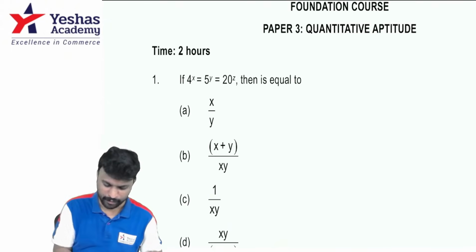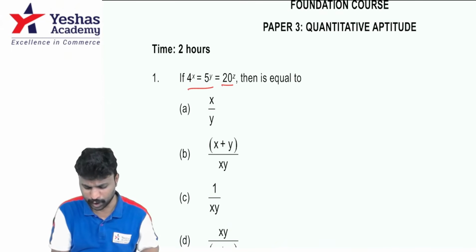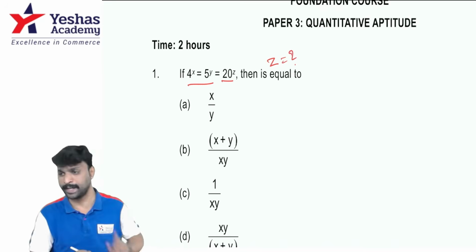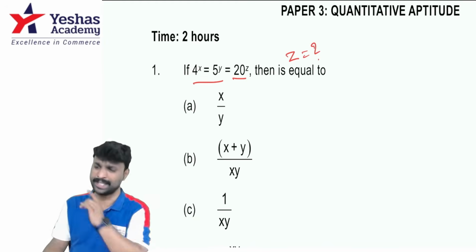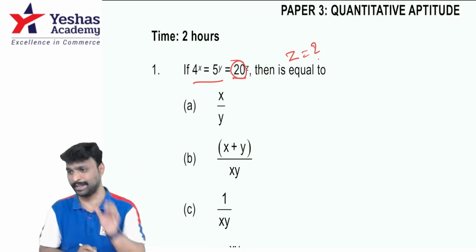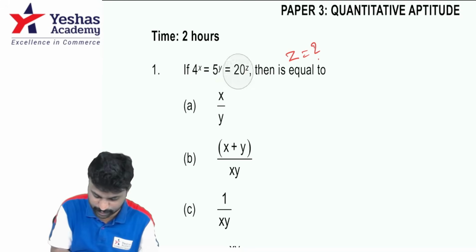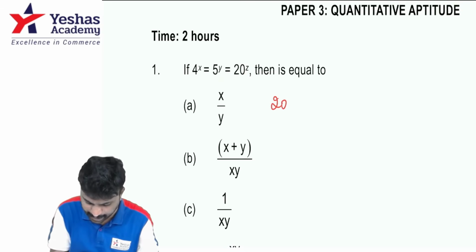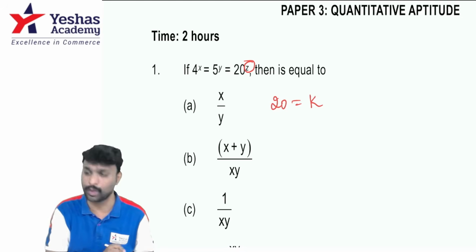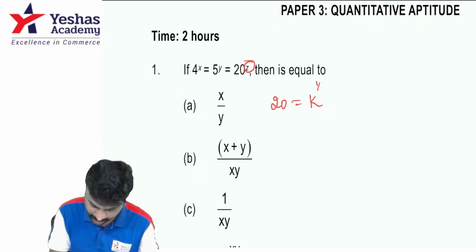The first question: 4 power x equal to 5 power y equal to 20 power z, then z is equal to... There's a mistake in the first question, as I said. Z is equal to what? Guys, such questions we have often solved. So first thing that we have to do is take the highest number among the 3 bases, that is 20, and equate it to k. The power of k will be the exact reciprocal of the power of 20, that is 1 by z.